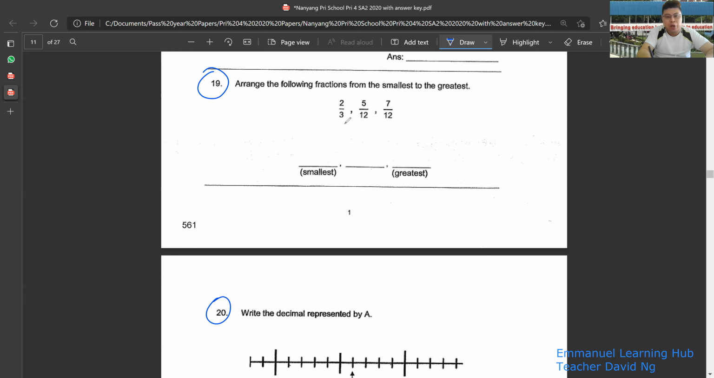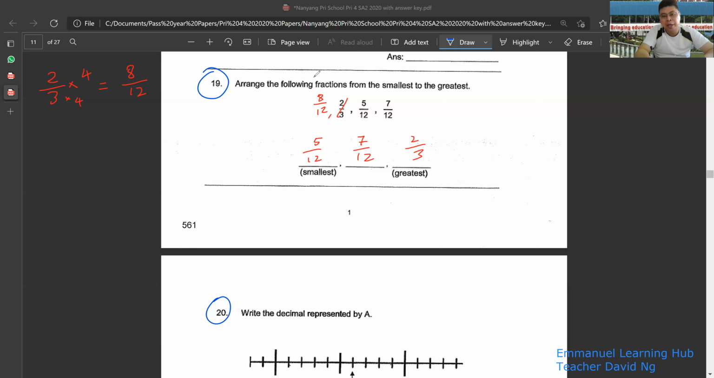Okay, 2/3, right? Just say 2/3, no need to be so complicated. So 2/3 times 4. Times 4 for the numerator and times 4 for the denominator. Then the denominator is 12, and the numerator is 8. So instead of writing 2/3, you change it to 8/12. Then 7 over 12 and 2 over 3. Yes, this is how you compare.